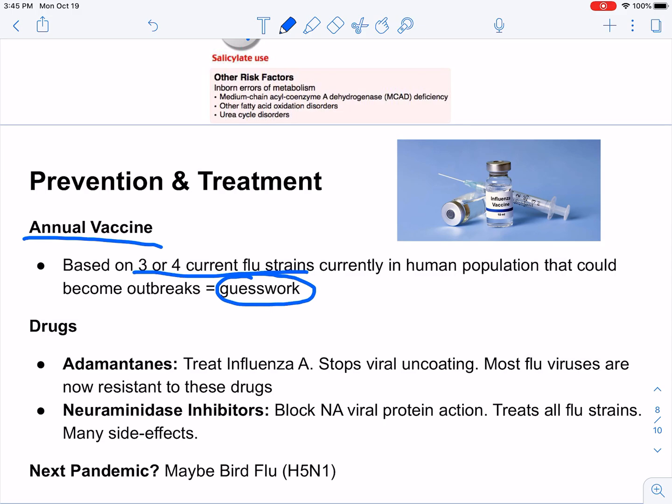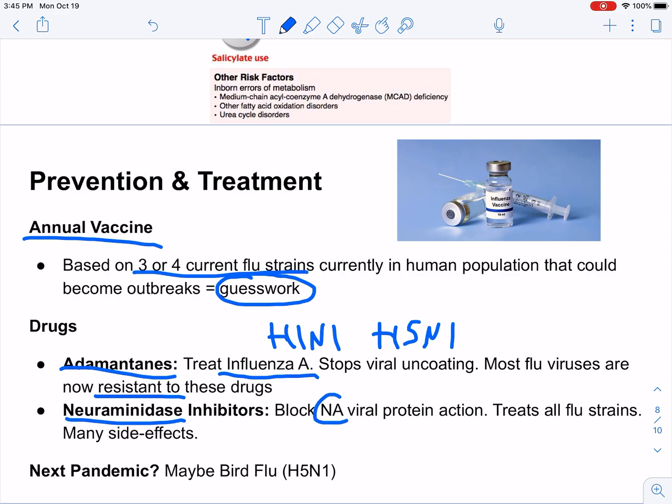There are some drugs that are effective against the flu by disrupting different things. You have the adamantanes, which essentially stop the virus from uncoating once it's infected cells. It's really only used to treat influenza A, and unfortunately, it's been so widely used that now most forms of influenza A, which includes the H1N1 swine flu, as well as the H5N1, which is bird flu, are now resistant to that drug.